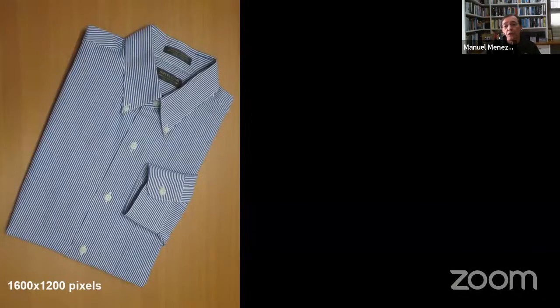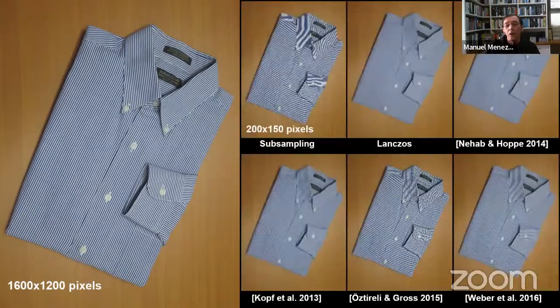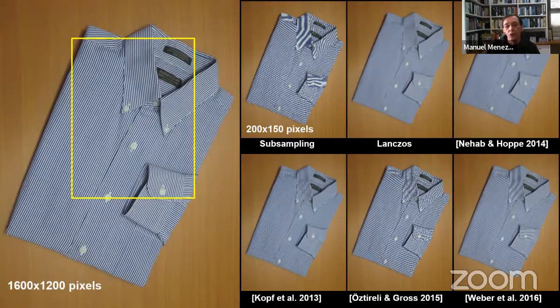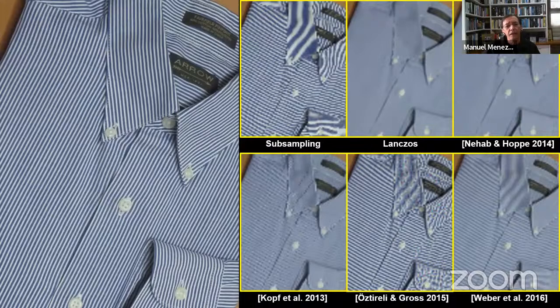So, for instance, you can consider the example of this photograph shown on the left with the shirt again. And on the right, I show you several images that have been downscaled using several techniques. And as we zoom in on those pictures, you can observe that subsampling introduces strong aliasing artifacts. But aliasing can also be found in the image at the bottom row. In particular, you can even observe that the stripes have been rotated by 90 degrees in those downscaled versions.